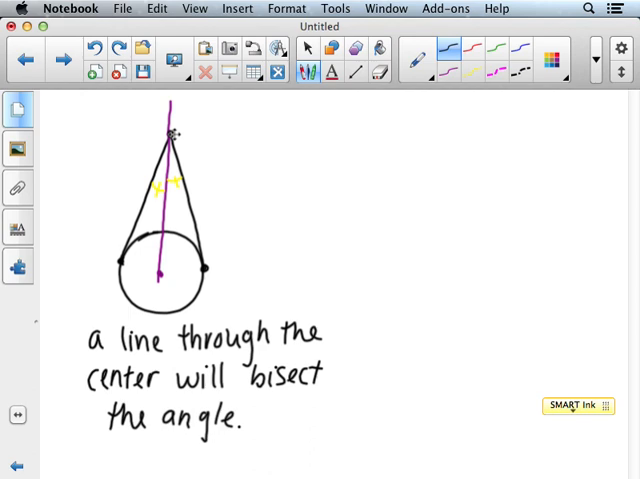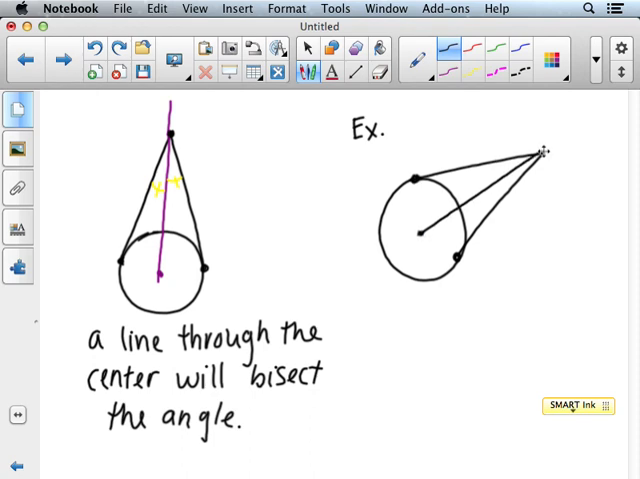Example here. Let's see. Kind of an easy one, but you'll get the idea. Say I have this circle. Okay, and these are tangent. And here's the center. And let's say I tell you that the measure of this angle is 29 degrees. Now I want to know the measure of this big yellow angle.